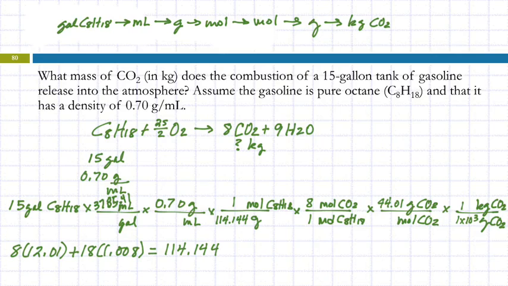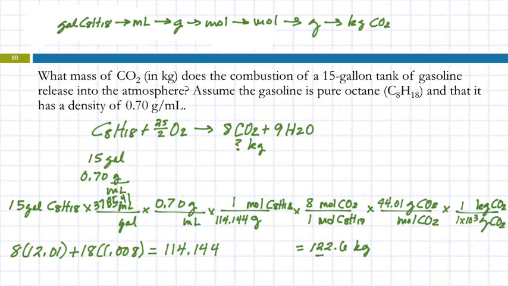All right. Now we just take the numbers and stick them in. Go left to right, top to bottom, so that you don't forget anything. 15 times 3785.41 times 0.7 divided by 114.144 times 8 times 44.01 divided by 1 EE3 equals. So this equals 122.6 kilograms, not joules.